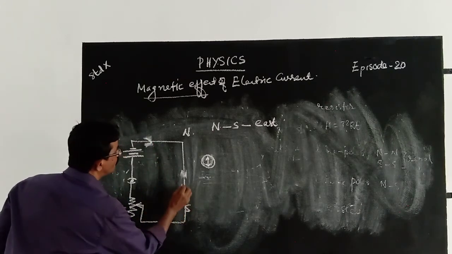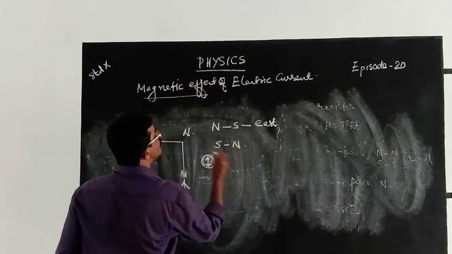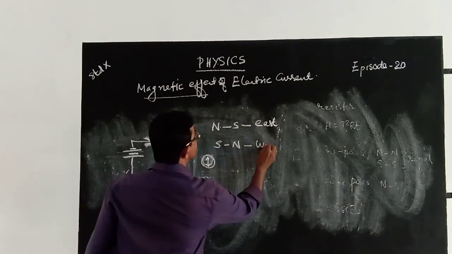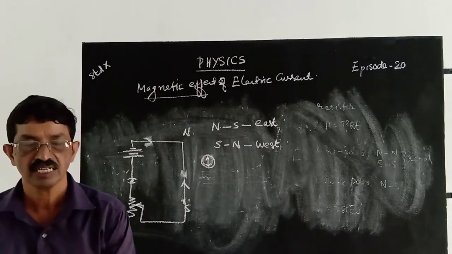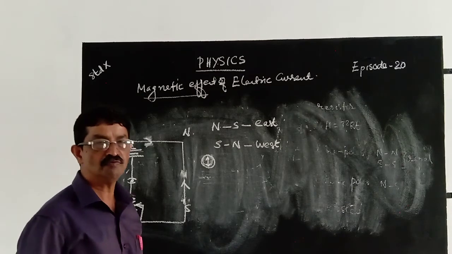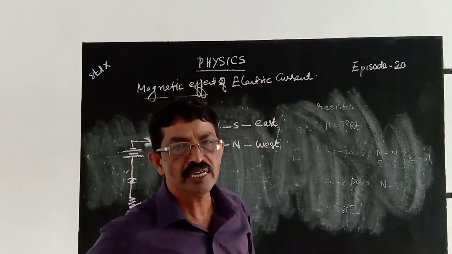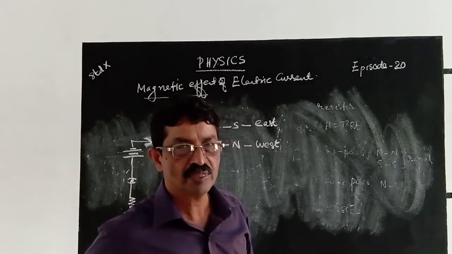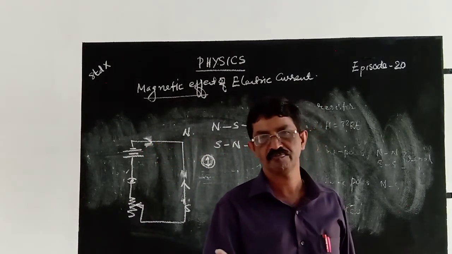Now the current is from south to north. Now this deflected towards west. That means the north pole of the compass is now deflected to west. From this, what idea can you get?